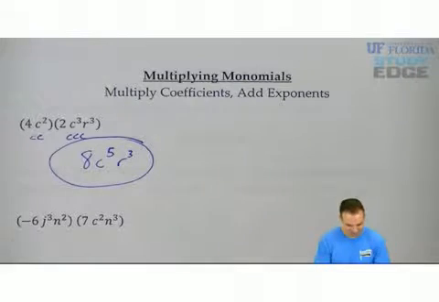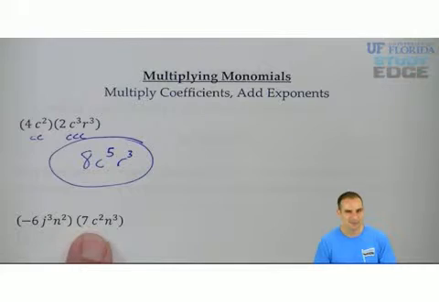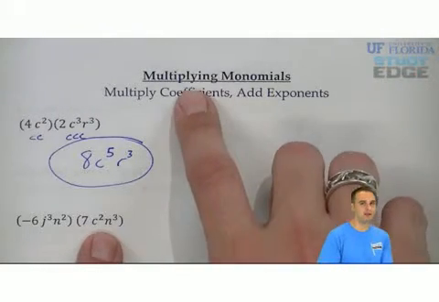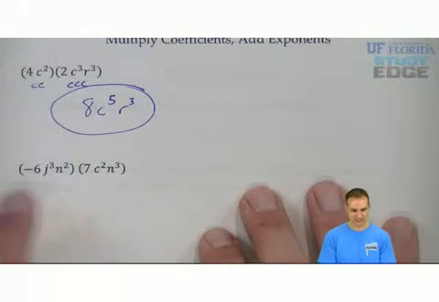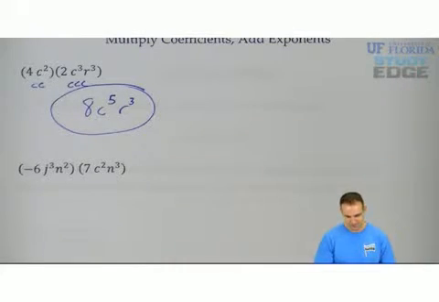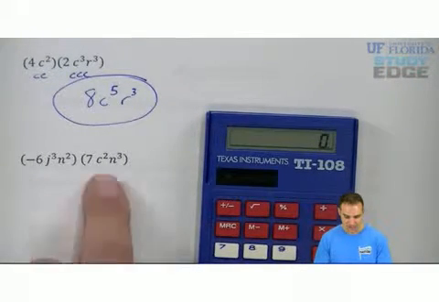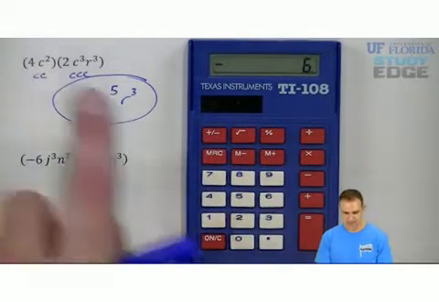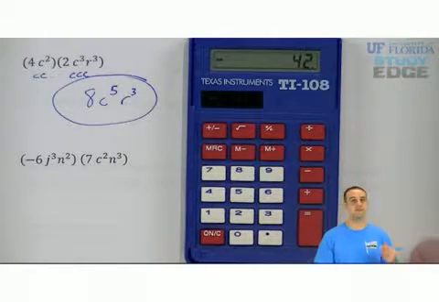Let's do another. Here I have negative 6j to the 3rd n squared times 7c squared n cubed. What are we going to do? Multiply the coefficients, add the exponents. Here I have negative 6 times 7. And hey, if you need to, we've got that calculator, right? So let's bring that thing out and multiply. Negative 6 times 7, the actual coefficients. 6, make it a negative, times 7 will give you negative 42.